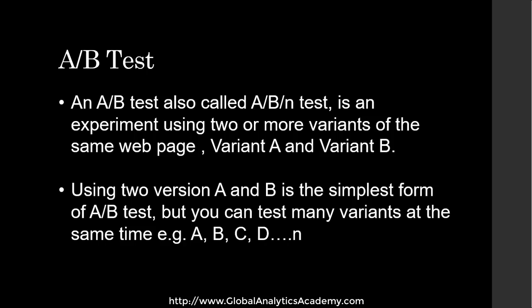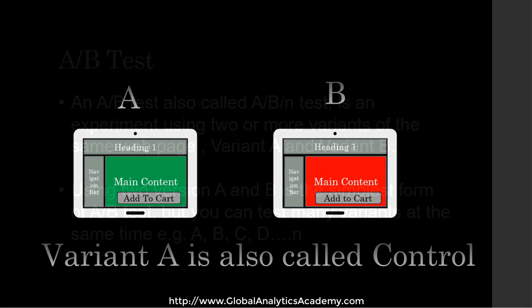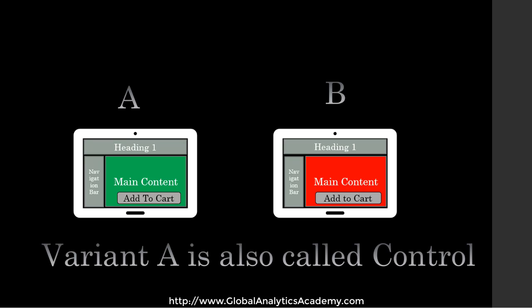Using two versions, A and B, is the simplest form of A/B test, but you can test many variants at the same time. Variant A is the original and is also called control. Other variants contain one or more elements that are modified from the original. For example, you could use a different call to action button. The wordings on the call to action button could be different. The headline on all these pages is different. The images they are using is different. Or a bunch of these elements are different.